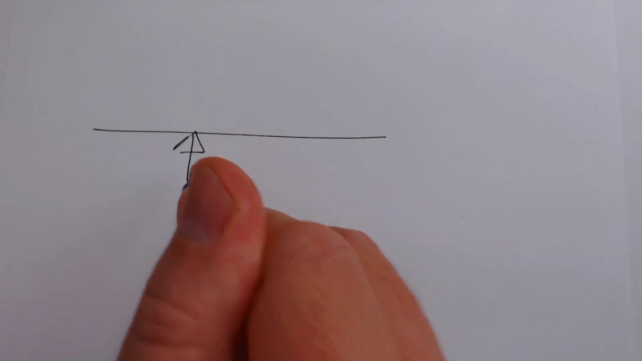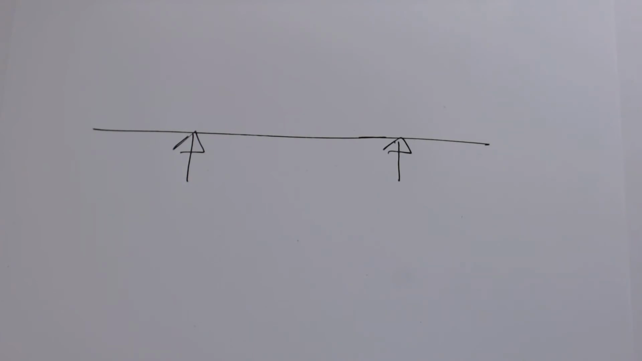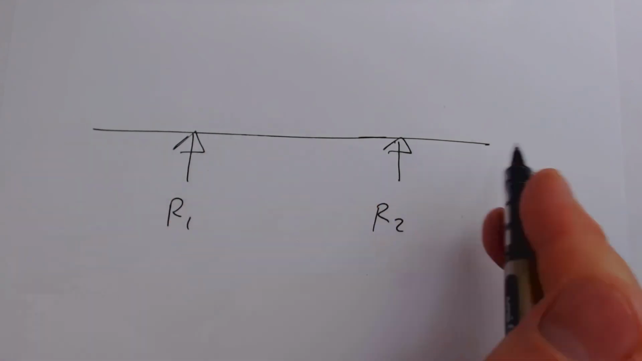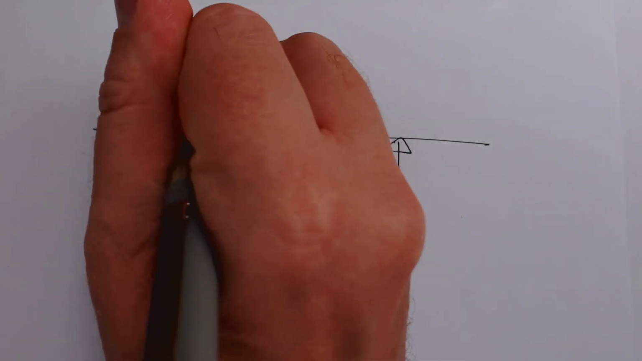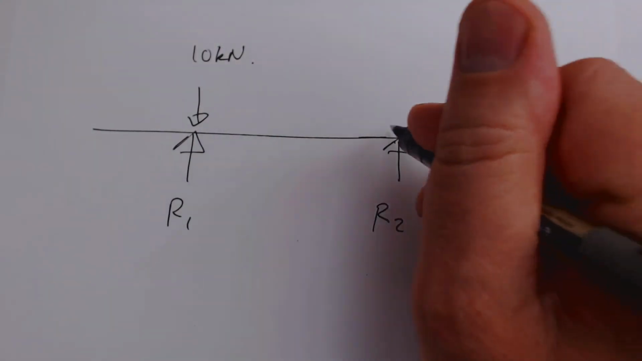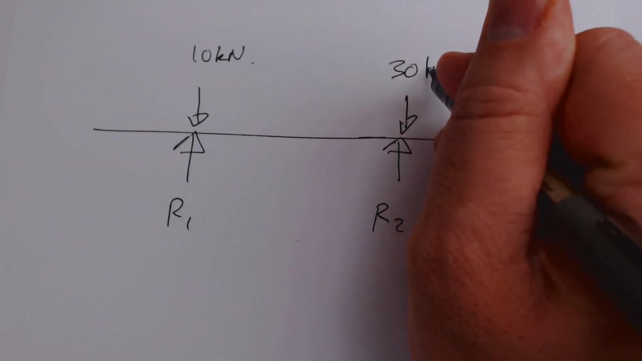So looking at a similar problem, what about if we had a similar sort of thing going on with one pivot here, one pivot here. I'm not going to put the distances there, but that's my reaction 1, reaction 2, I've got this massless bar, and I'm going to push down 10 kilonewtons there, and here I'm going to push down 30 kilonewtons there.